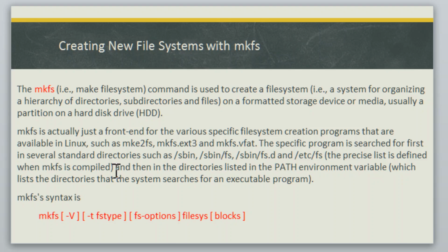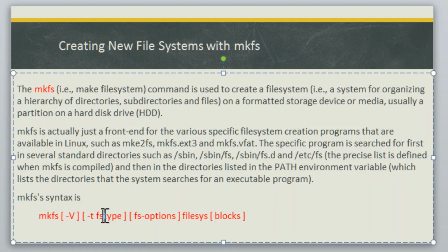executable program. So the syntax for makefs is makefs with various flags such as -V or -t, which will have you put the file system type, the file system option, and then the file system itself. So really we're going to just do makefs and then the file system to make it a file system. There's a lot of flags and options, as you can see here, that you can put onto it to alter what it does. Okay.